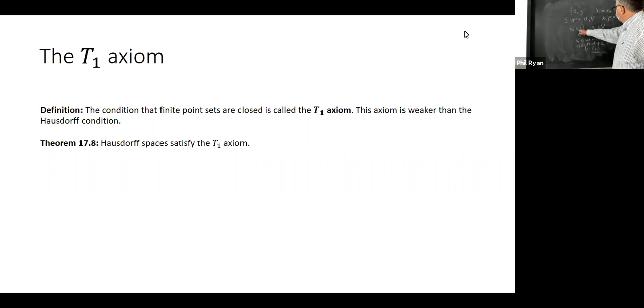So since these two sets are disjoint, X0 is not in this set here, so X1 can't be in the closure of X0, but that's true for an arbitrary point X1. So U is a neighborhood of X0, and it doesn't contain X1. So X1 can't be in the closure of just the point X0. This is true for all things.